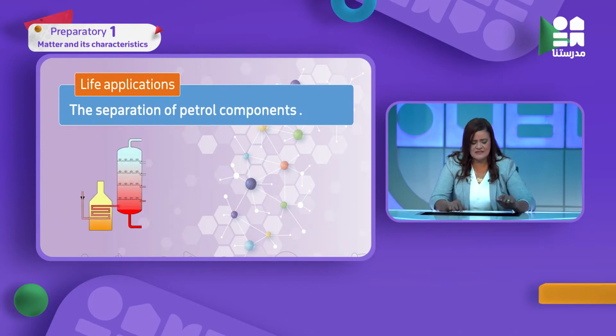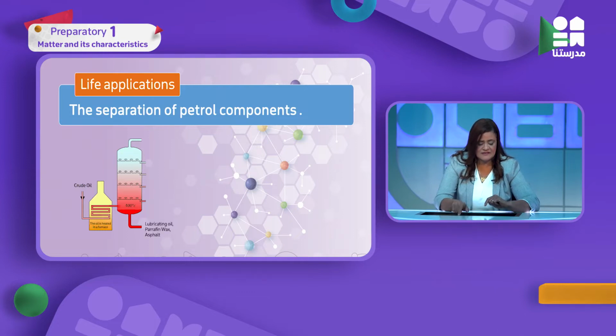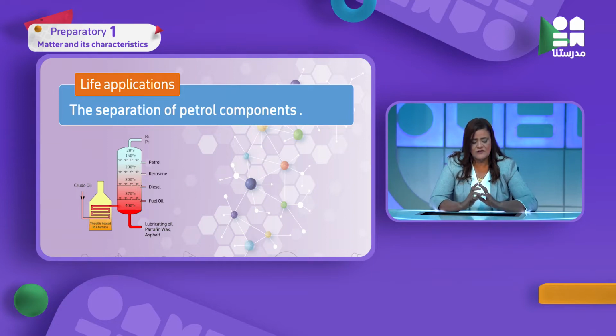Here is an apparatus. This apparatus is used to separate different kinds of oils from petrol. We call it oil derivatives, مشتقات البترول. We have here the crude oil, the raw material of oil, as shown here. In this apparatus, we are going to boil the oil to a very, very high temperature. At a certain temperature, each one of these oils will evaporate, change into vapor.